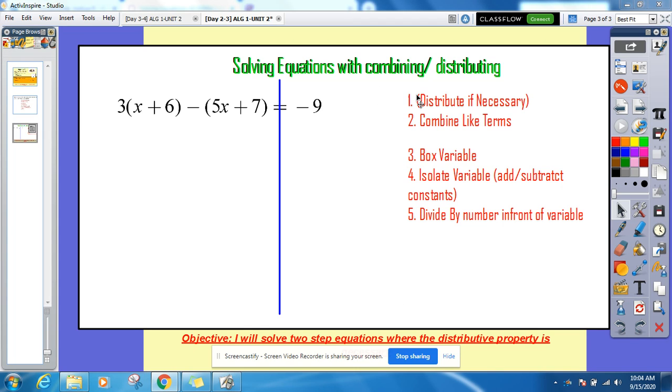Okay, guys, so now that we know how to combine like terms, let's try to actually solve a problem where combining like terms is necessary. So as you see here, our method stays the same. We're just going to add in this step of combining like terms, okay?